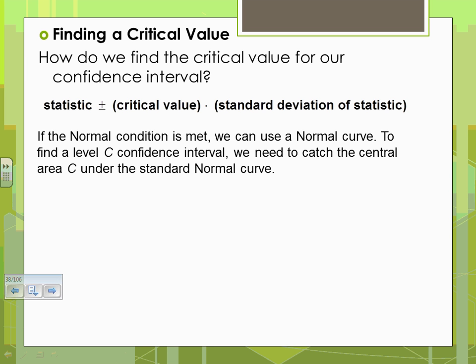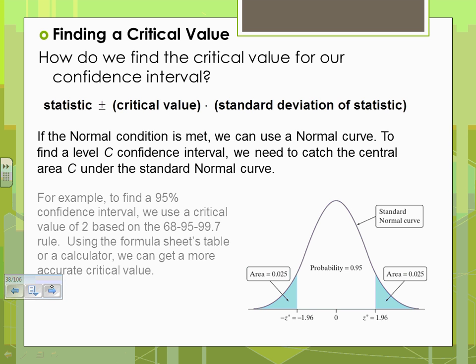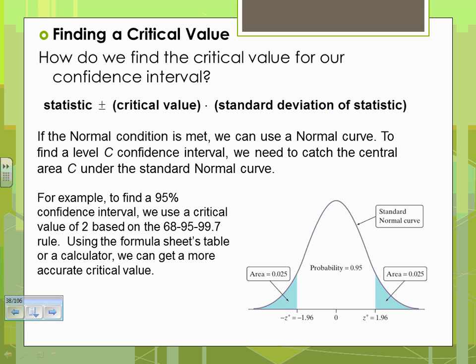All right, so if the normal condition is met, we can use a normal curve. To find a level C confidence interval, we need to catch the central area C under the standard normal curve. So we'll be finding that area. For example, to find a 95% confidence interval, we would use a critical value of 2 based on that 68, 95, 99.7 rule. Using the formula sheet or a calculator, we can get a more accurate critical value. Just by estimating with the empirical rule, if I was going to do 95%, I know that's 2 standard deviations away, so I can use a 2.